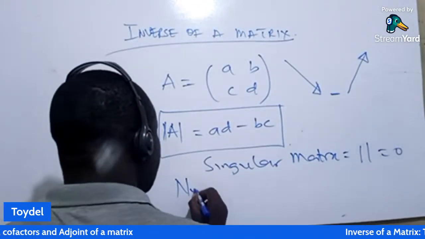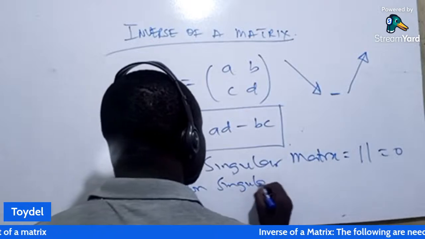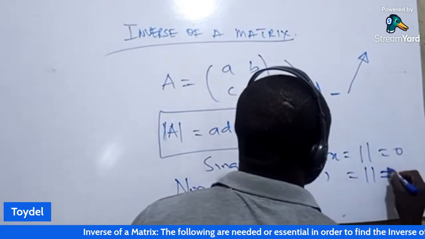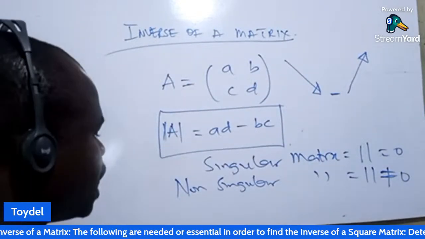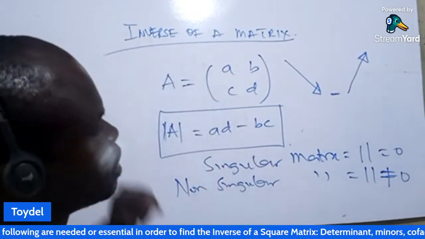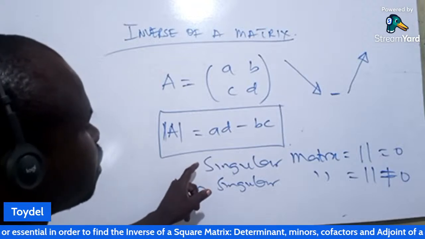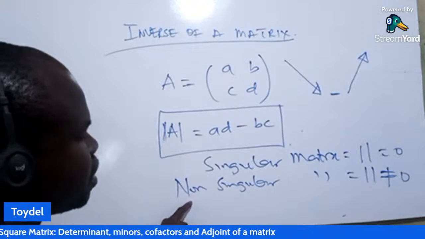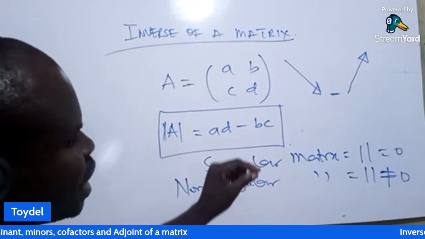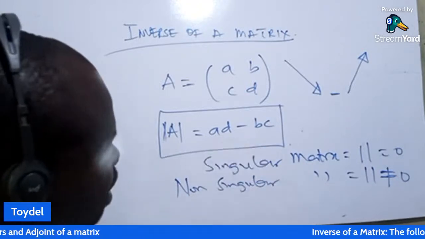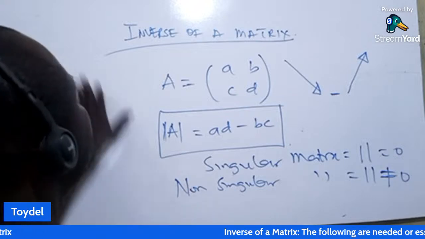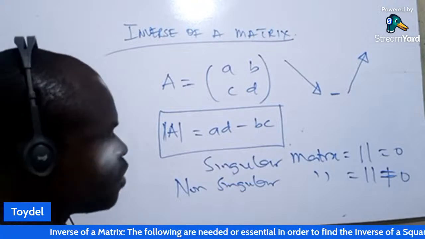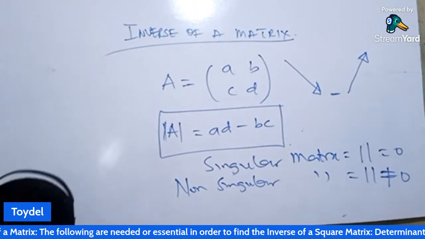But when you have a non-singular matrix, then the determinant is non-zero. It's not zero. Then a non-singular matrix has an inverse. So singular matrices are not invertible, no inverse. A non-singular matrix simply means a matrix that has a non-zero determinant, and then it has an inverse. So for us to find the inverse of a square matrix, we'll be talking about non-singular matrices. So how do we find the inverse of a matrix?